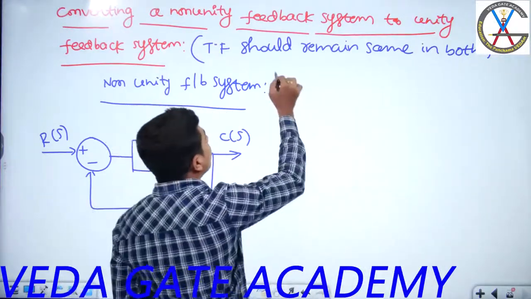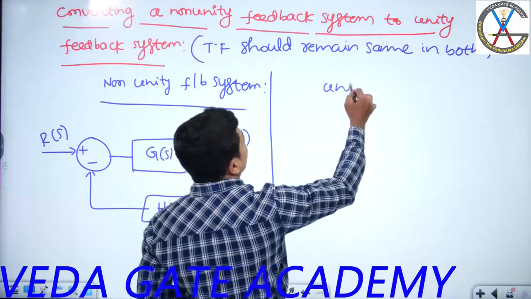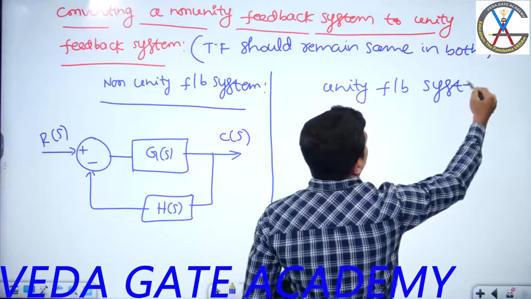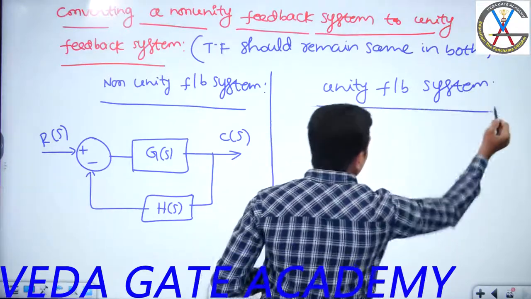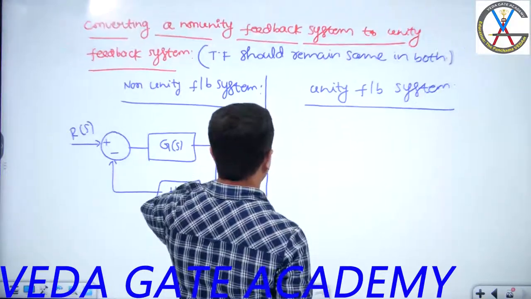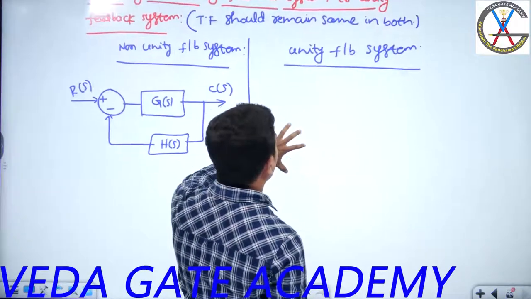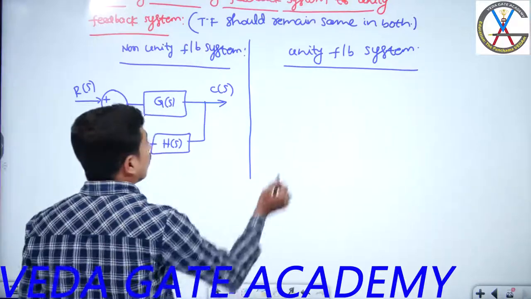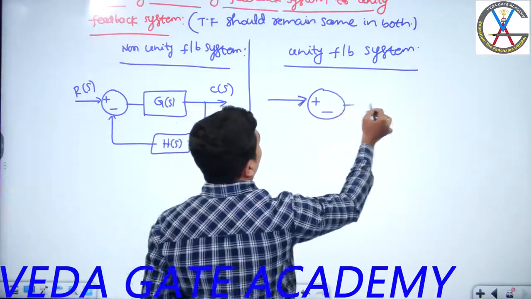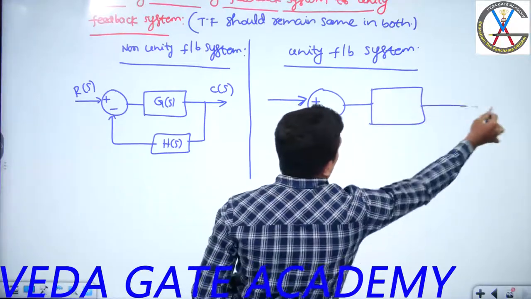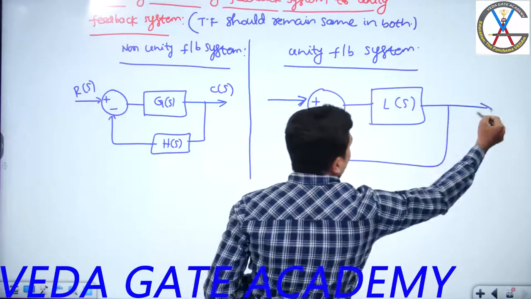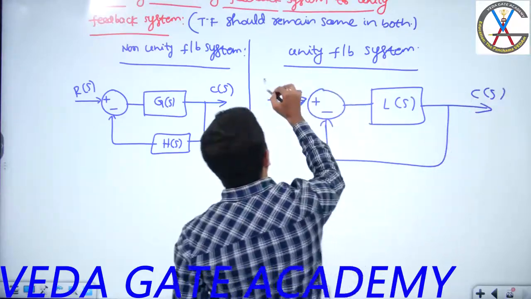What is a unity feedback system? How does a unity feedback system look? It looks like this: plus, minus, we are taking negative feedback here. Something I have to keep here, some L of S, as I told you, with C of S as output and R of S as input.